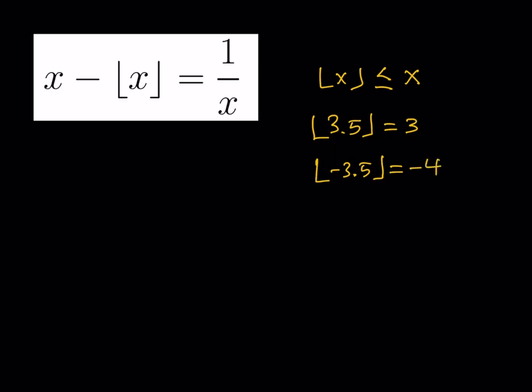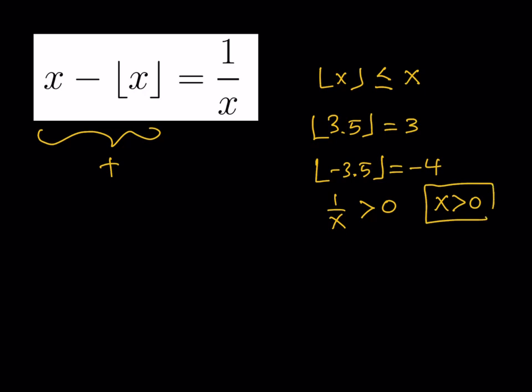So basically, the floor value of x is always less than or equal to x, which means that on the left-hand side, we do have a non-negative quantity, which means that on the right-hand side, we also have a non-negative quantity, which means 1 over x is non-negative. Since x cannot equal 0, we can safely say that 1 over x needs to be greater than 0, or x is greater than 0. Since x does not equal 0, we can safely say that x must be positive. So let's take that into consideration as we solve this problem.